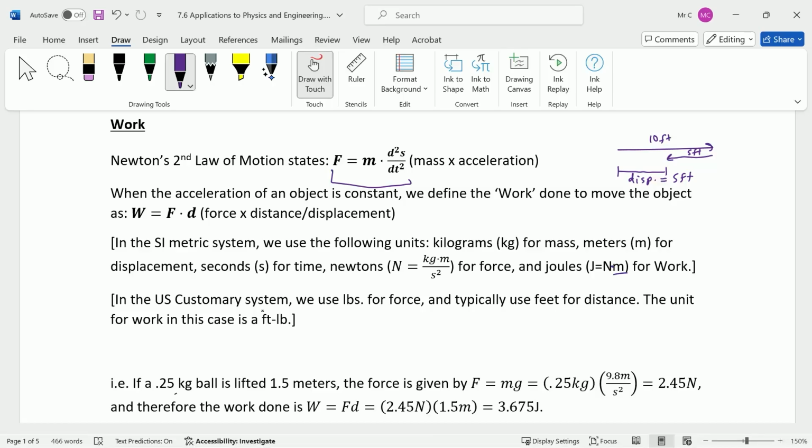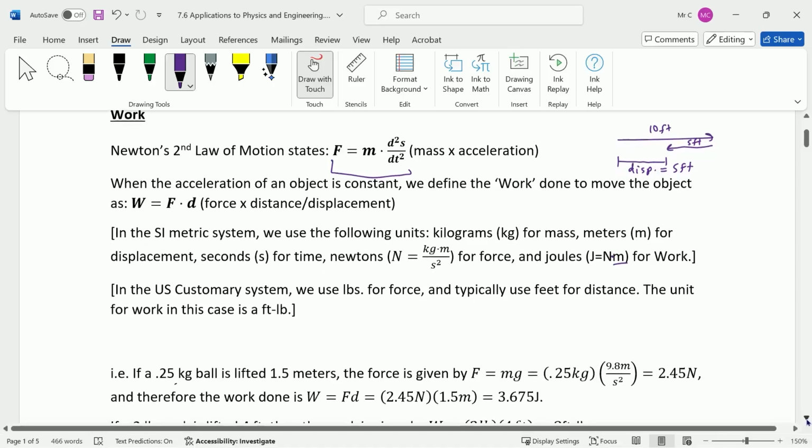Now in the US customary system, things are actually a little bit simpler because we don't typically talk about mass separately from force. We usually talk about pounds for force, which is weight, the mass under gravity, right? So we talk about pounds for force and use feet for distance. So the unit for work in that case is just the foot-pound.